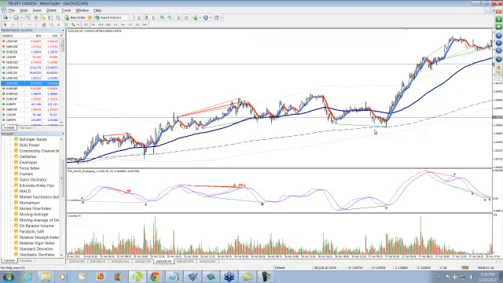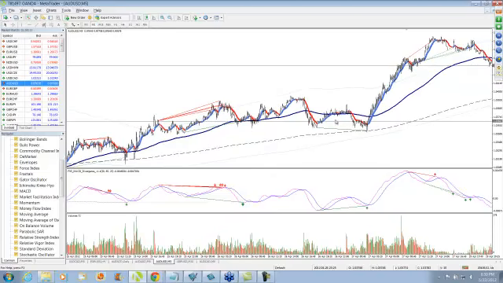See if we strike the 800 period simple moving average right here, and we do. Shawnee P.